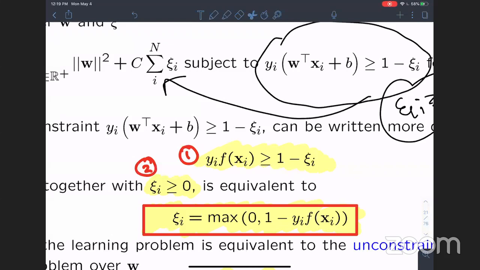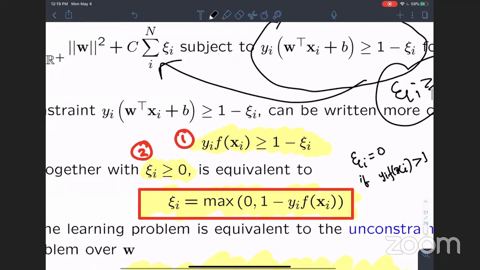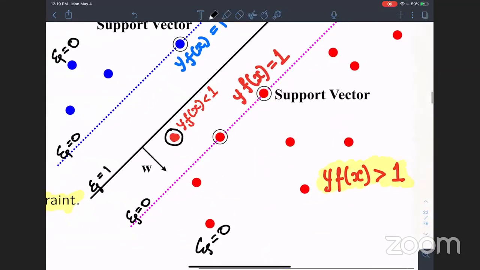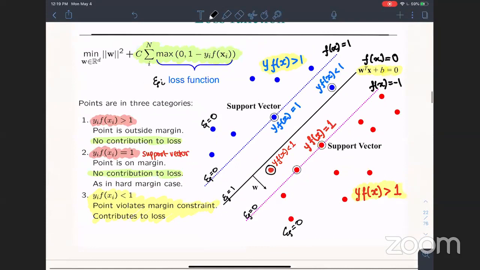Intuitively, my loss would be 0 if the second term is negative. That means yi f(xi) is greater than 1, right? The loss is 0 when this condition holds, when yi f(xi) is greater than 1, when both of them share the same sign and are beyond the margin line. If you remember, this is what it is. That's why I had this plot. I'm going to explain that max through this one.